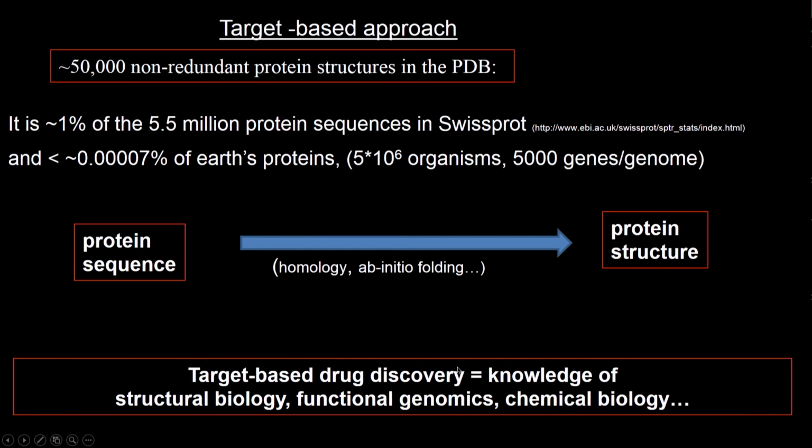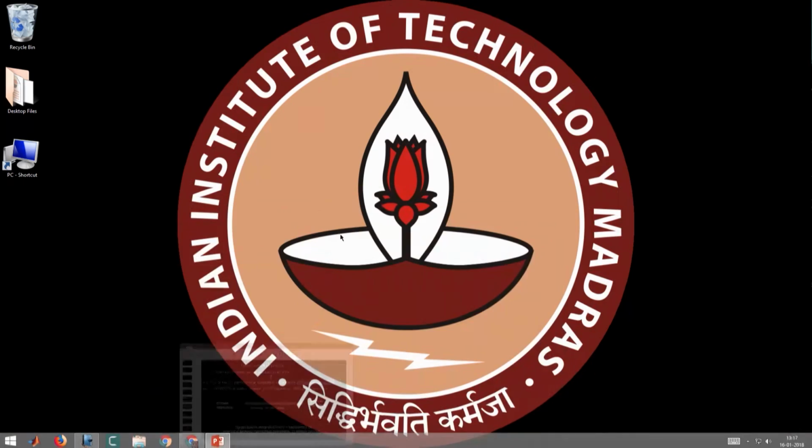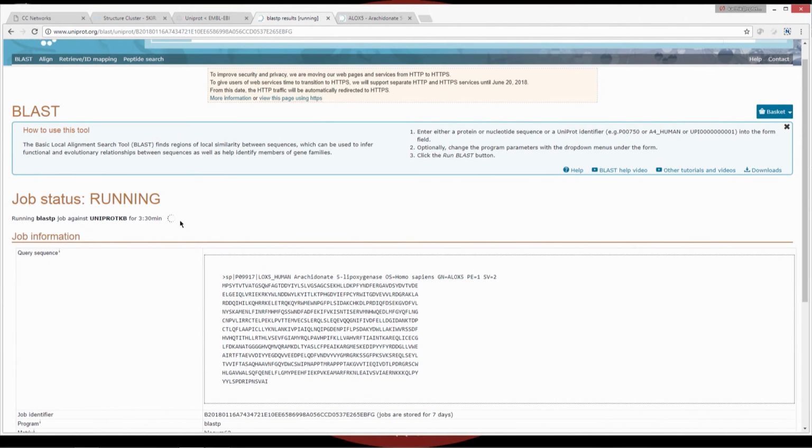Okay. So, target based drug discovery is knowledge of structural biology, functional genomics, chemical biology, and so on actually. So many areas combined together, we need to have some knowledge to get the target based drug design. Okay. So, if you again go back, let us see whether the job has been done. The job is still running because there are too many proteins.